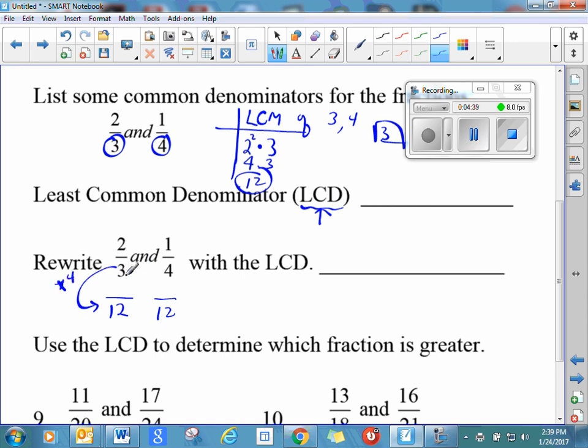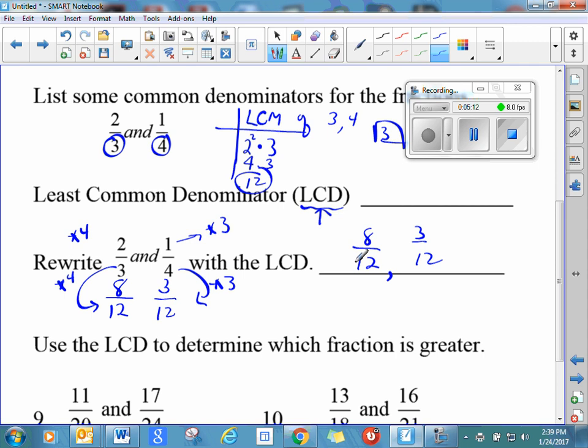If I do it to the 3, I've also got to multiply the numerator by 4 to keep the fractions equivalent. So that becomes 3 times 4 is 12, 2 times 4 is 8. Again, with the second fraction, 4 times 3 is going to give us the 12 we want for the denominator, but we also have to multiply the 1 times 3 and get 3 over 12. So we have rewritten these fractions. They are 8 over 12 and 3 over 12.